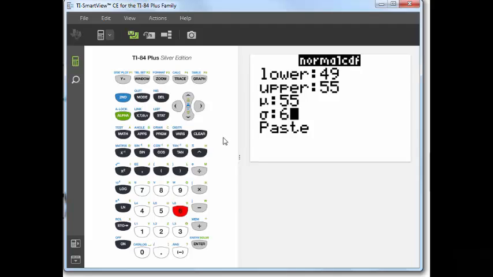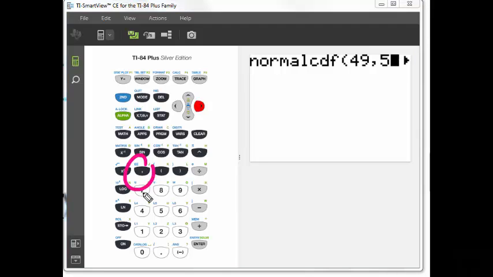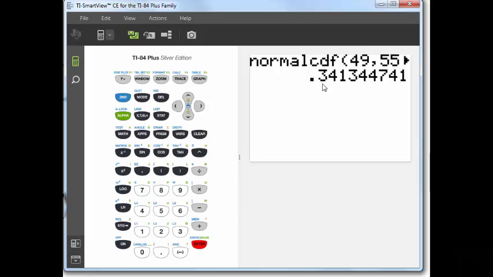Now if you have one of these older calculators and it doesn't prompt you for these things, then you'll just have to enter them in order like this. You'll get something like normal CDF, and you have to enter your left endpoint and then comma. The comma is right here above the 7 key. So your lower endpoint, comma, your upper endpoint, comma, your mean, comma, and your standard deviation. And voila, 34.13% approximately.